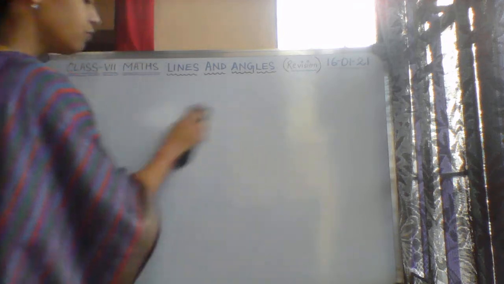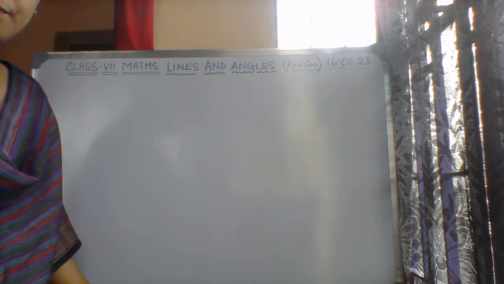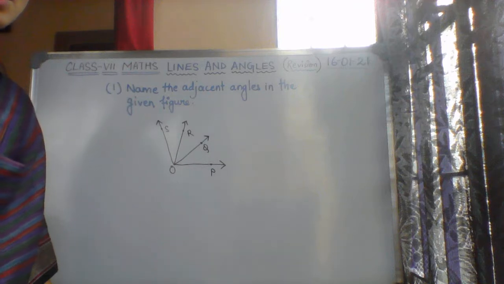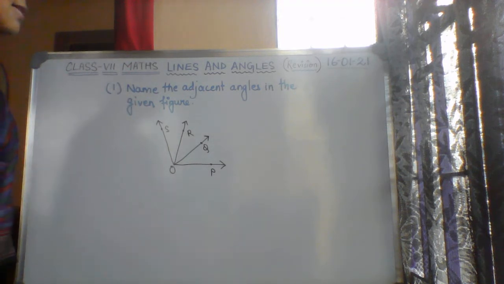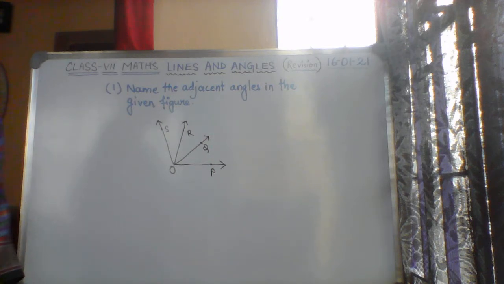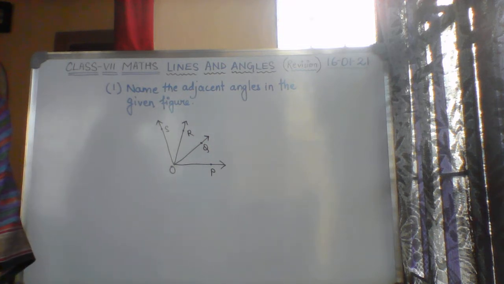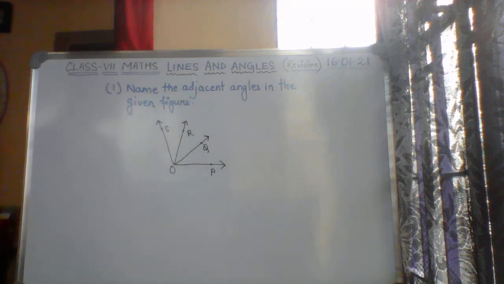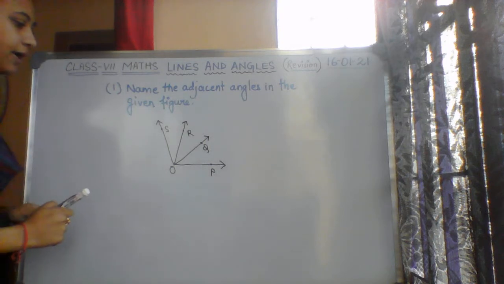Okay, now we will move on to the questions. Now the first question is, name the adjacent angles in the given figure. You have to find out what adjacent angles you can see over here. For 1 minute you can pause the video and write down your answer, then match. So what are the adjacent angles over here?